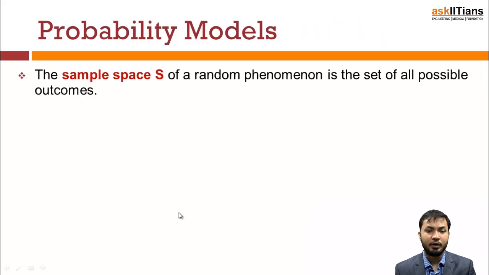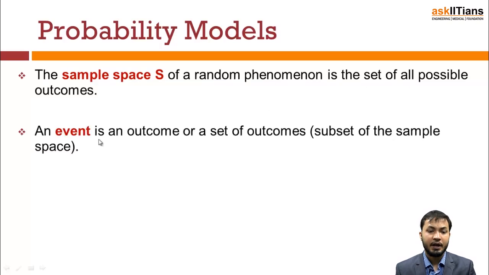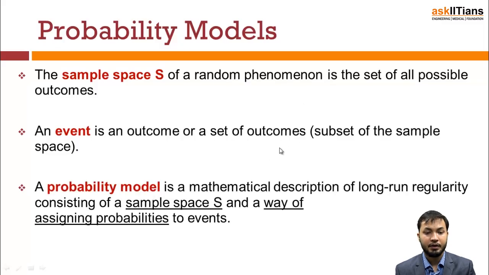Now probability models. The sample space, as we have defined, of a random phenomenon is the set of all possible outcomes. An event is an outcome or a set of outcomes. Now the probability model is a mathematical description of long-run regularity consisting of a sample space S and a way of assigning probabilities to the events.